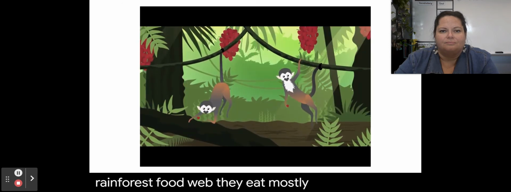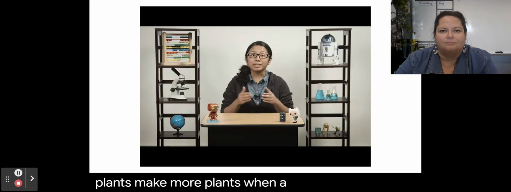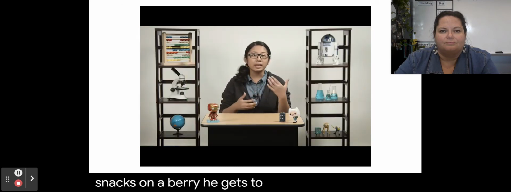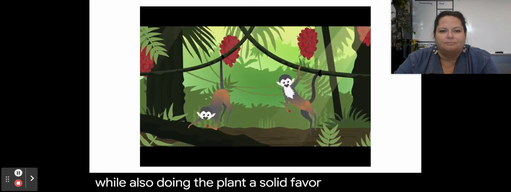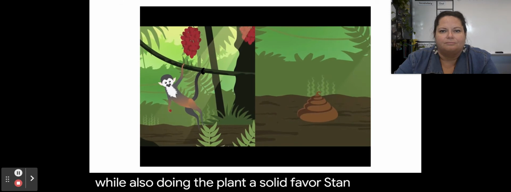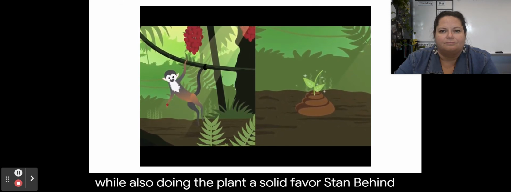They eat mostly fruit, which contains seeds, and we know that seeds are how plants make more plants. When a spider monkey snacks on a berry, he gets to enjoy the tasty fruit while also doing the plant a solid favor. When the monkey moves on to another part of the forest and passes the fruit, he leaves the seeds behind. Wait a while and then voila, you have a new plant.